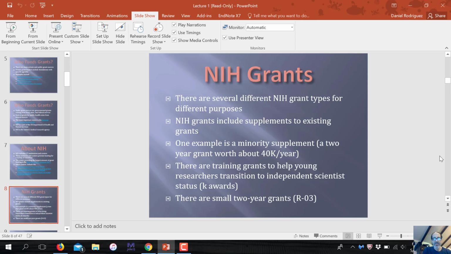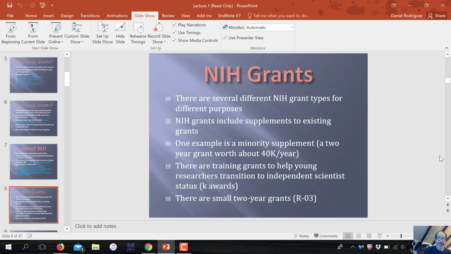But in terms of the types of different grants, we have grants that are supplements to existing grants. So for instance, if you know somebody who has a grant, you can write a supplement. And that's a really good way to start to get into the grant writing. So it's not necessarily going to be your grant, it's going to be the primary investigator's grant, but you get your feet wet.